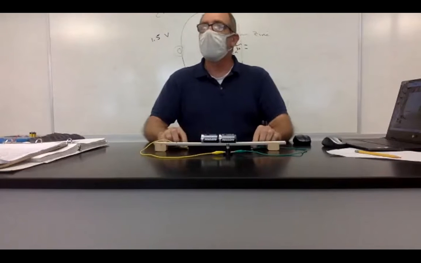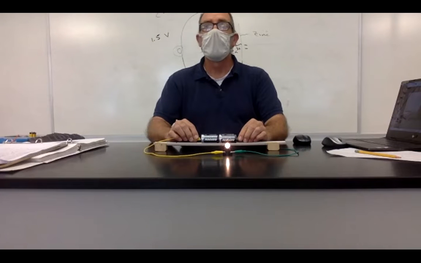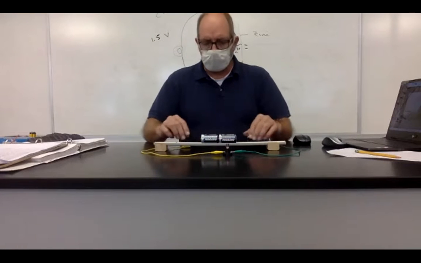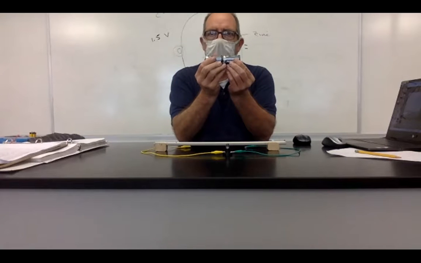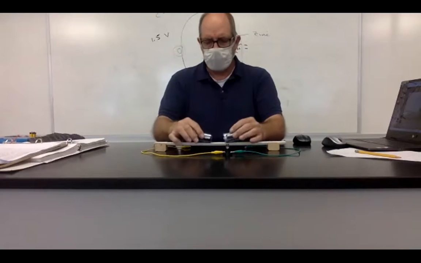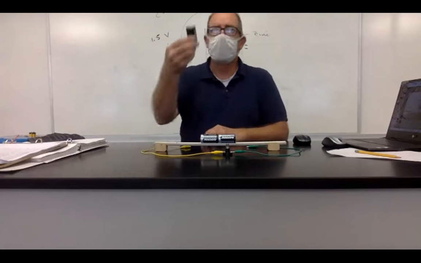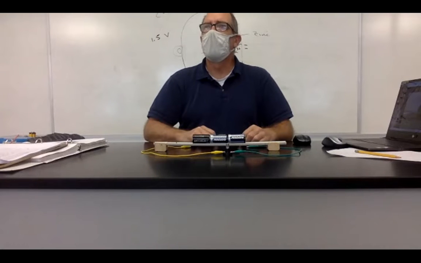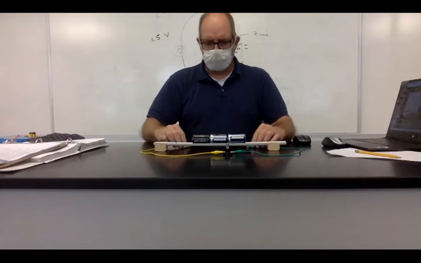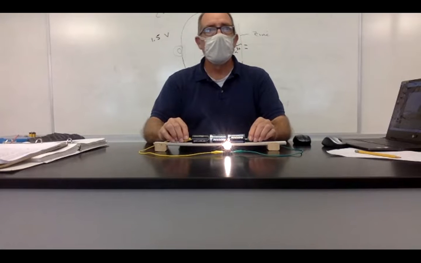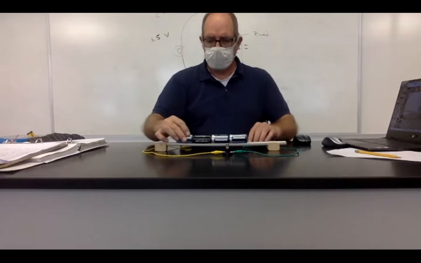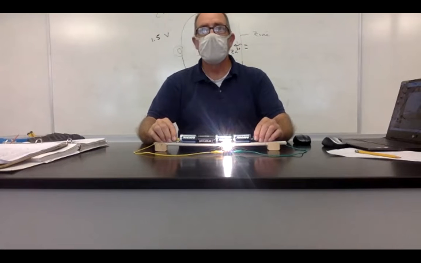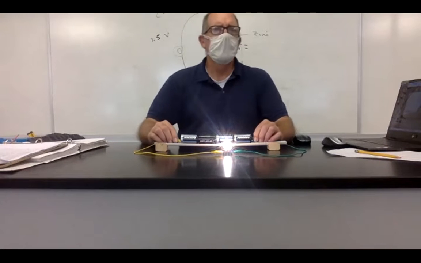Well, how about let's do this? Let's use two of them. Now, by putting the batteries in series, I get 1.5 volts, I get 1.5 volts, I get 3 volts. That's kind of fun. Let's do it again. What do we have now? 4.5. What do we have now? 6.